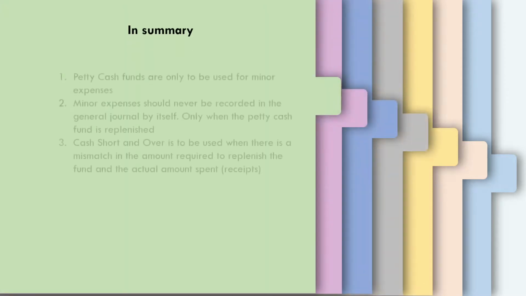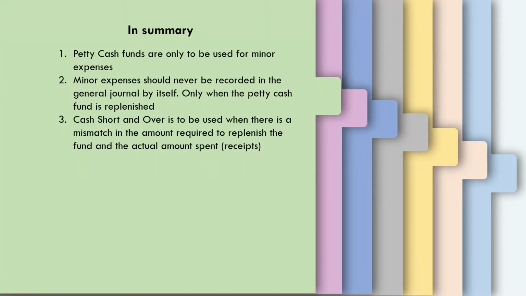In summary, petty cash account funds are only to be used for minor expenses. Minor expenses should never be recorded in the general journal by itself, only when the petty cash fund is replenished. Cash short over is to be used when there is a mismatch in the amount required to replenish the fund and the actual amount spent.